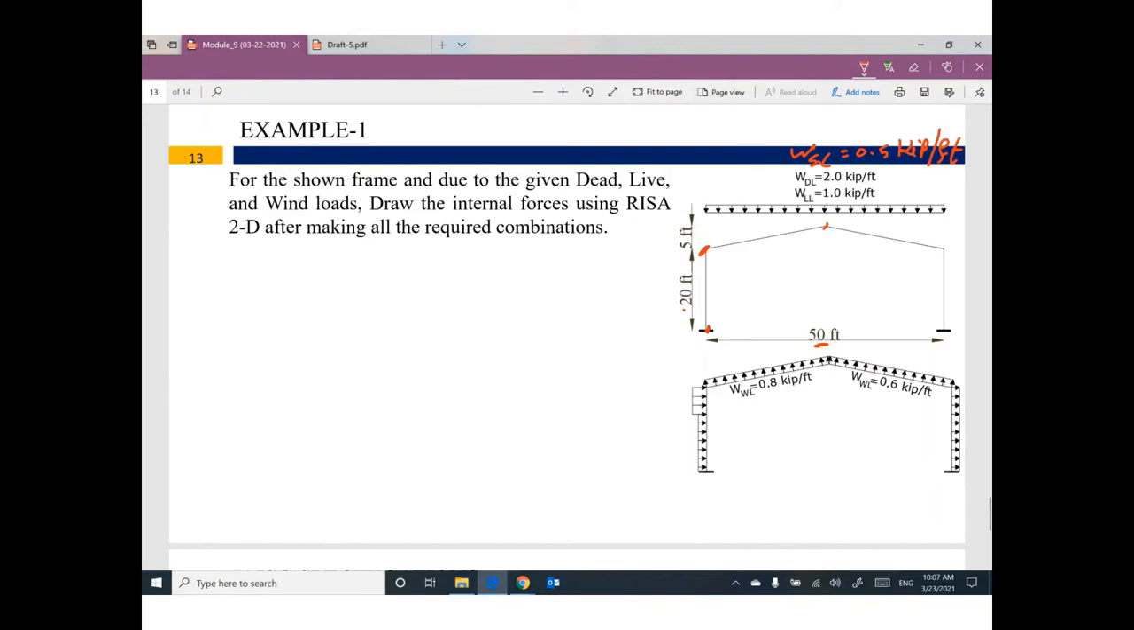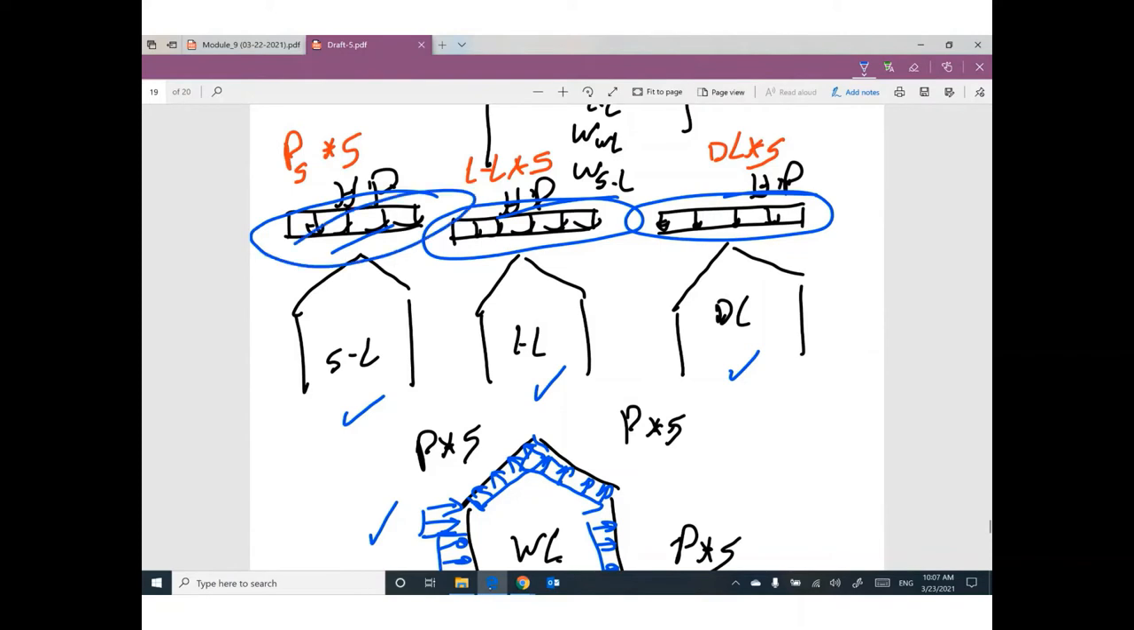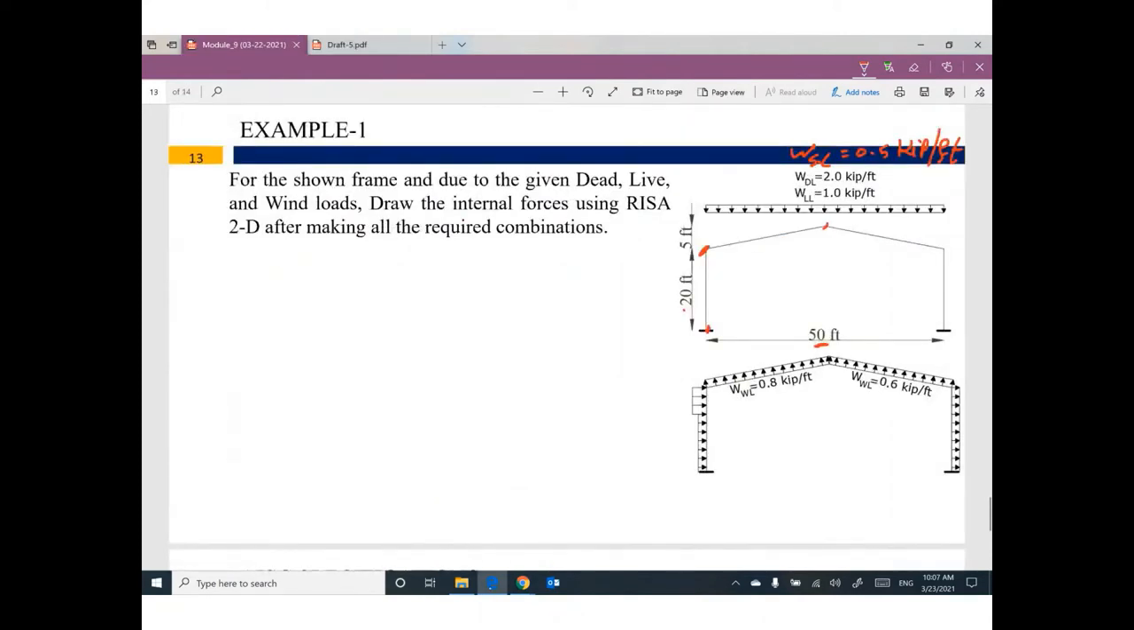After calculations of dead load, live load, snow load, and wind, we found the values of the loads look like this. For dead, 2 kip per foot. For live, 1 kip per foot. For snow load, 0.5 kip per foot. For wind load, the windward roof 0.8, leeward roof 0.6, and this value is 1.1, this value is 1.2, this value is 0.8 kip per foot. This is for wind load, and these are for live, dead, and snow.